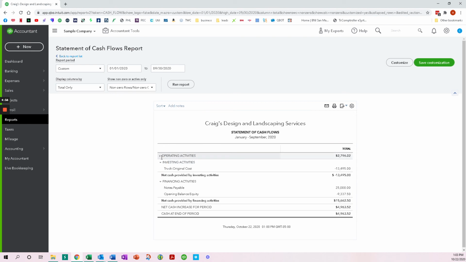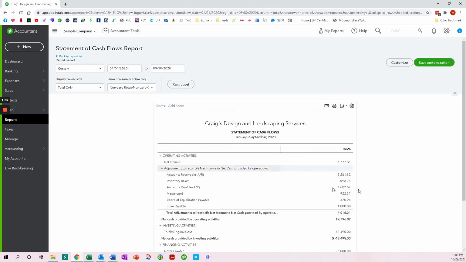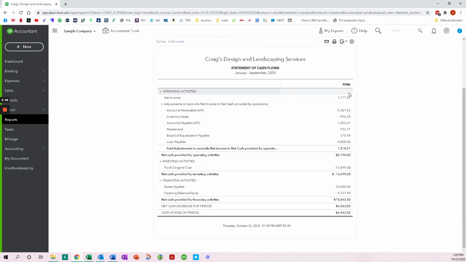So I'm going to expand all of these so you can kind of see where we get. Alright, so we start with net income. You have your adjustments. This is your total adjustments. If we add this $1777.81, our net income, plus our adjustments of $1,018.21, we get net cash provided by operating activities, $2796.02.